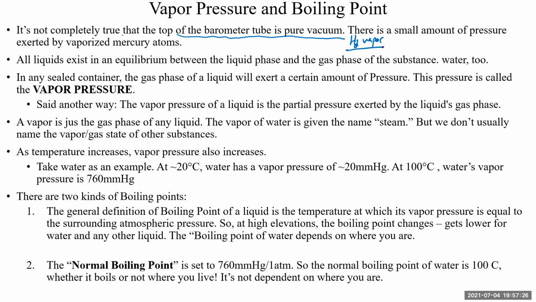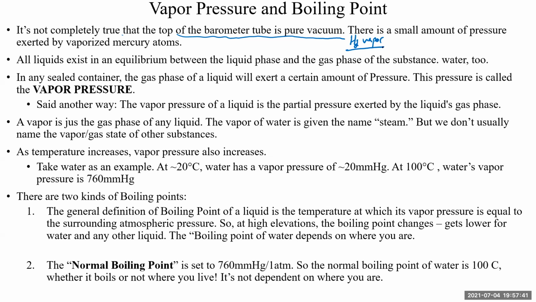Mercury, on the other hand, is a liquid metal, so it takes extremely high temperatures to get any significant kind of vapor pressure out of a metal. Metals have very strong interparticle attractive forces. They don't like to let go of each other.